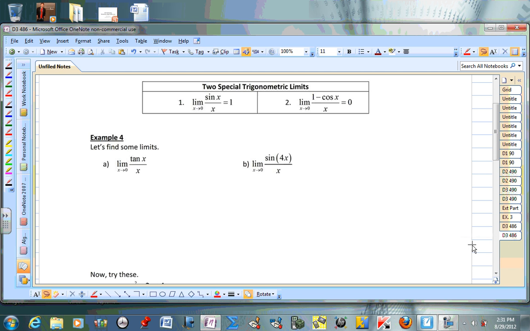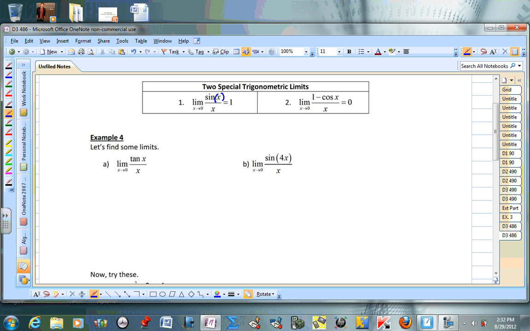Now we're going to take a look at part B. We have the sine of 4x over x. That's our function, and we're supposed to find the limit. Now, we have a little bit of a problem because you see with our special limits that the input of the sine function matches the denominator. Here, the input of our sine function does not match our denominator.